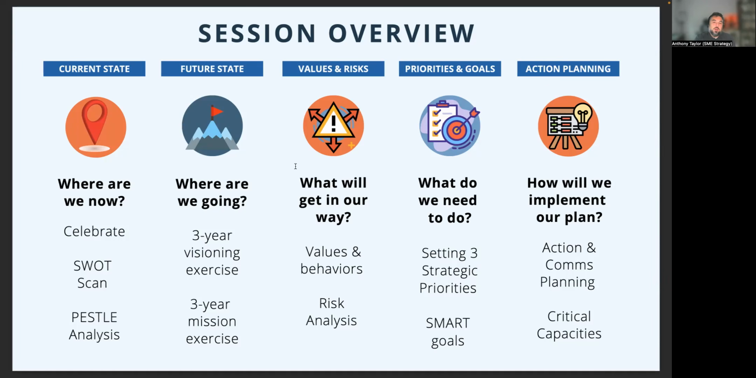So I'm going to focus on the black text first, just so you can have a really simple rubric for your strategic plan. Where are we now? Where are we going? What is going to get in our way? What do we need to do to get us to where we want to go? And then how are we going to implement it?